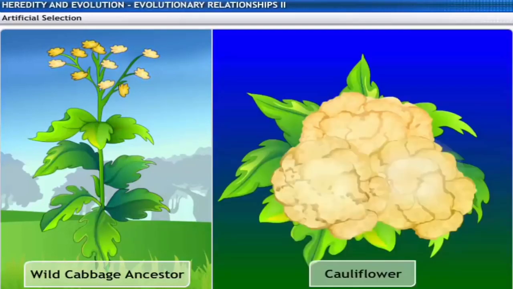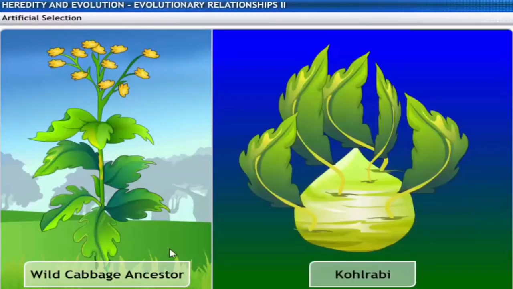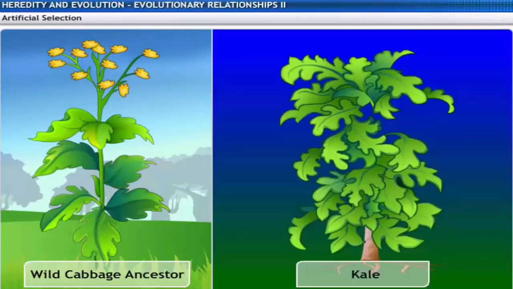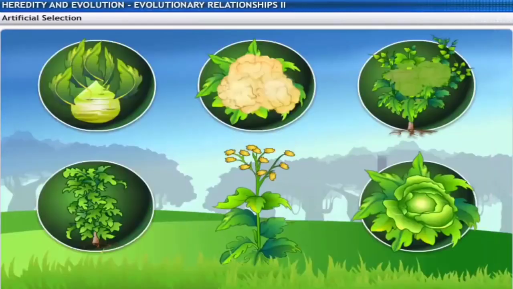Sterile flowers gave rise to the cauliflower. Swollen parts gave rise to kohlrabi. And larger leaves gave rise to a leafy vegetable, kale. These changes are observed due to changes in genes which accumulate over a period of time.